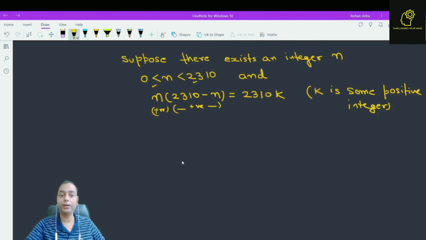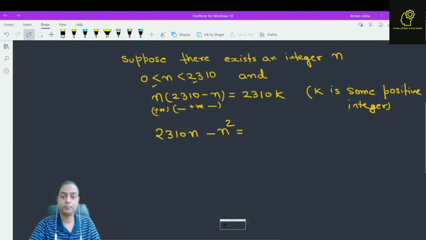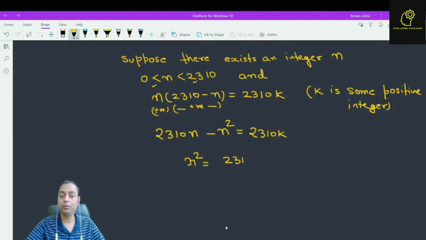Now, if you simplify this, what do you find? 2310n minus n square is equal to 2310k. Now simplifying this, we find n square is equal to 2310(n minus k). So we find n minus k is nothing but n square upon 2310.